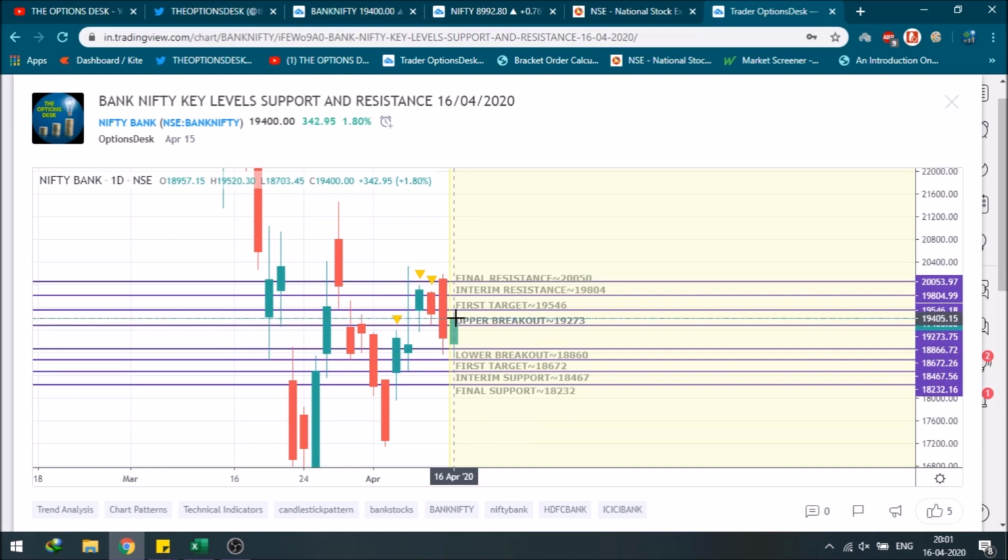Trading at the money options would have worked, but out of the money options would have given us a loss because it was expiry today. So these were the levels for BankNifty. As you can see, the levels clearly worked out.